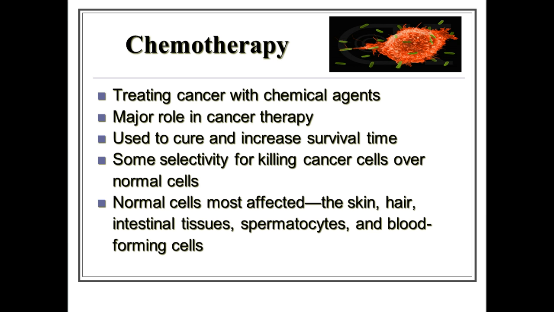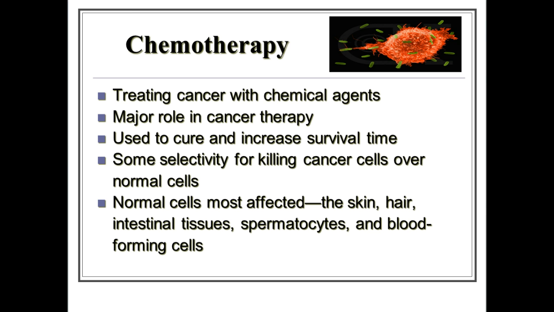Chemotherapy is another treatment for cancer. Chemotherapy is treating cancer with chemical agents. Its major role in cancer therapy is to cure and increase survival time. There is some selectivity for killing cancer cells over normal cells, and the normal cells most affected would be the skin, hair, intestines, spermatocytes, and blood forming cells.